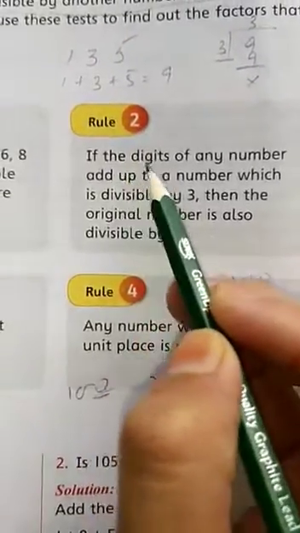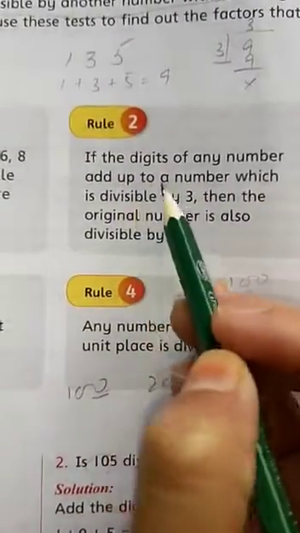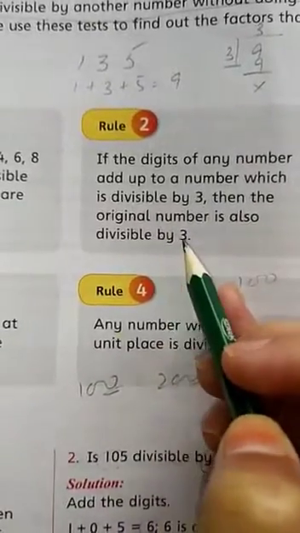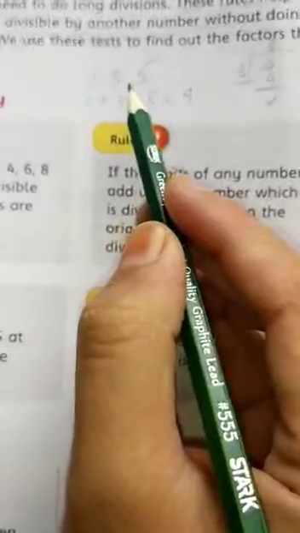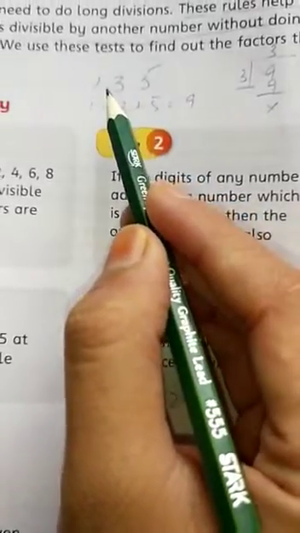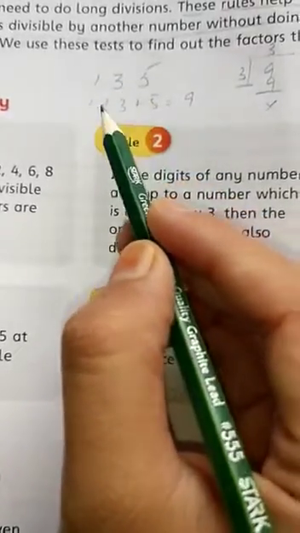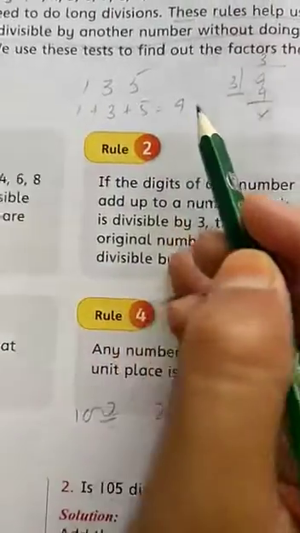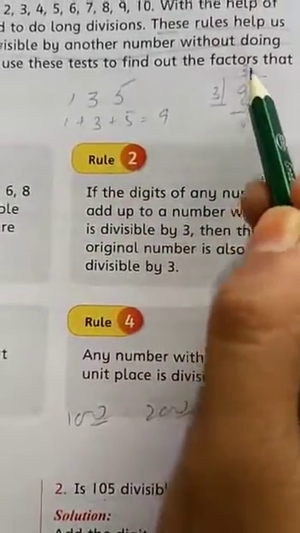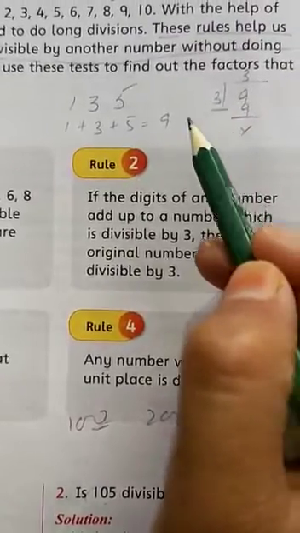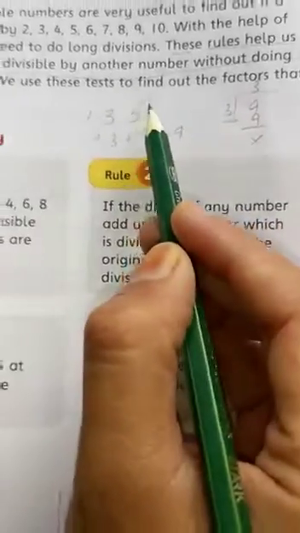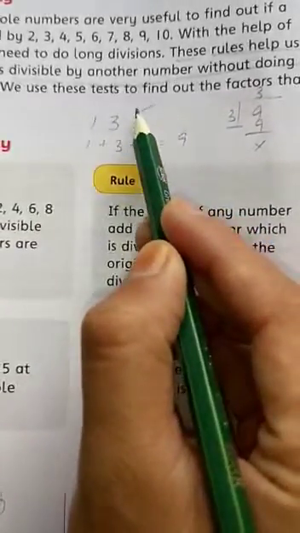Rule number 2. If the digits of any number add up to a number which is divisible by 3, then the original number is also divisible by 3. For example, 135. The digits of 135 are 1, 3, 5. Add up these digits. 1 plus 3 plus 5 is equal to 9. 9 is divisible by 3. If the sum of these digits is divisible by 3, then the original number is also divisible by 3.